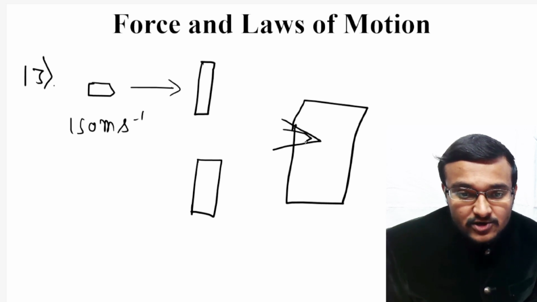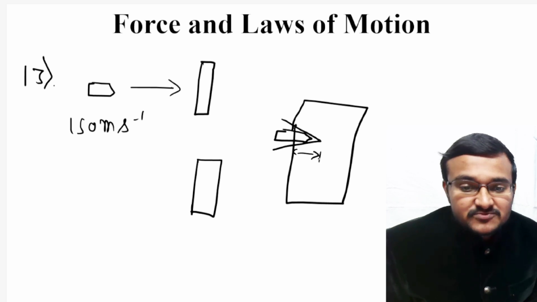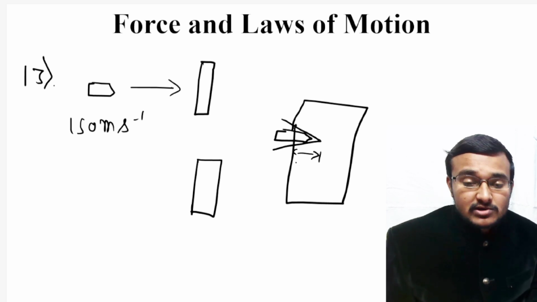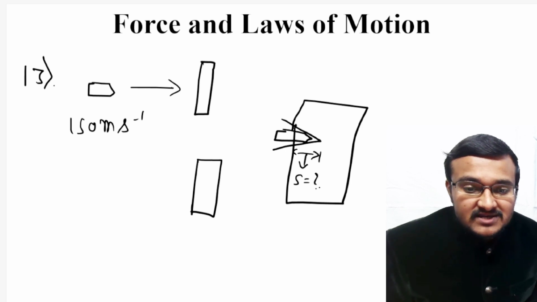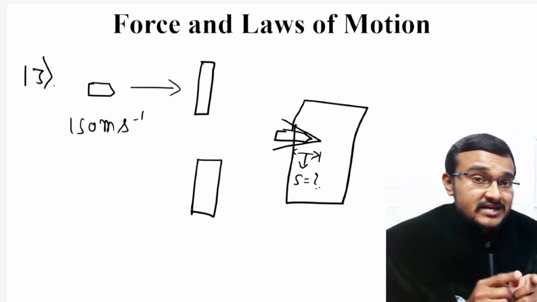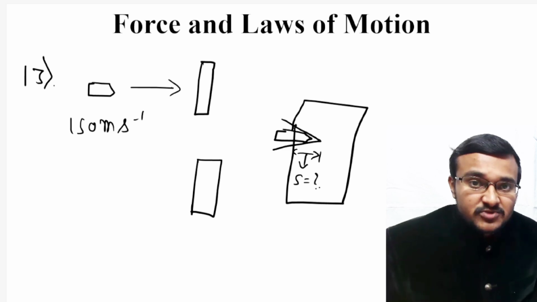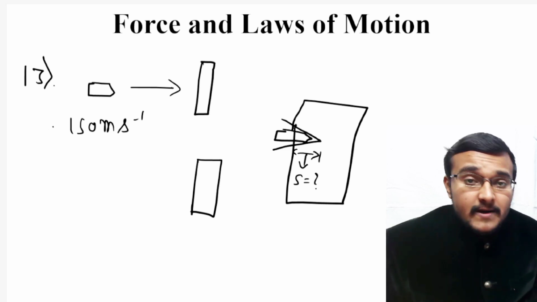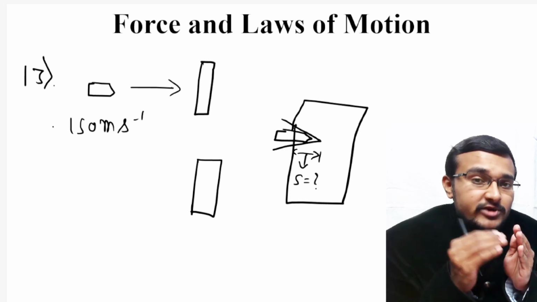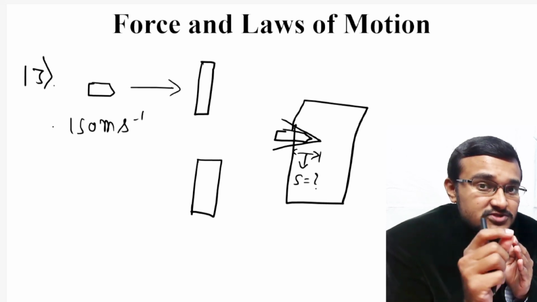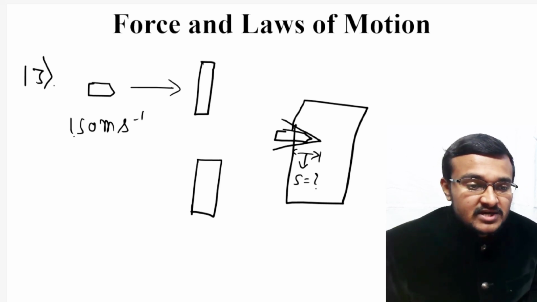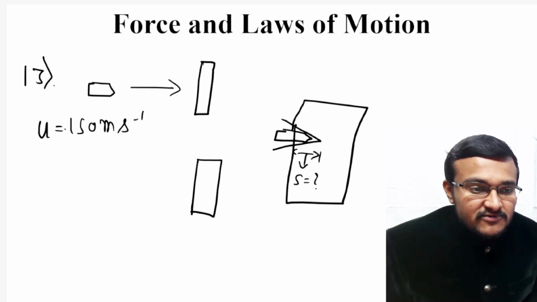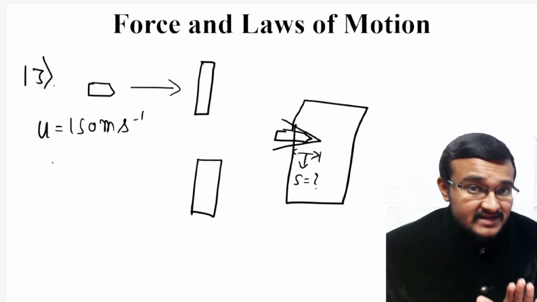You have to find out how much distance it has penetrated inside this wooden block. So this distance you have to find out. S means distance, that is the distance of penetration in this case. Before hitting the wooden block, the velocity of the bullet was 150 meter per second, because the bullet is traveling at 150 meter per second. So the initial velocity of the bullet is 150 meter per second.